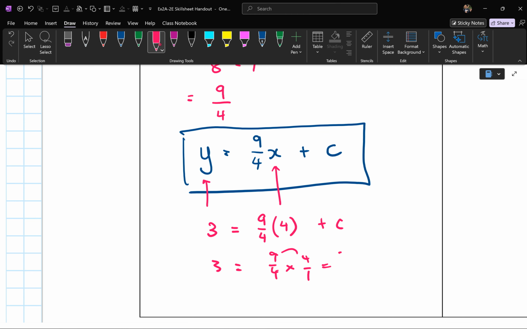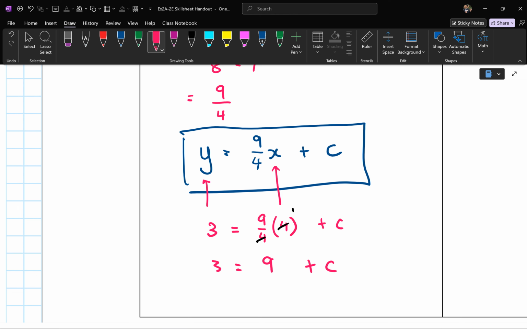Some students will still do 9 over 4 times 4 over 1. 9 times 4 is 36. And then 4 times 1 is 4. And then 36 divided by 4 is 9. The proper way is that you should have done simplified multiplication. So 4 divided by 4 is 1, and so 9 times 1 is 9, over 1. So you should know it's 9 from the beginning. That's just a bit of year 7 to 9 mathematics there. So 4 divided by 4 should cancel out to be 1. So 9 times 1 is 9.